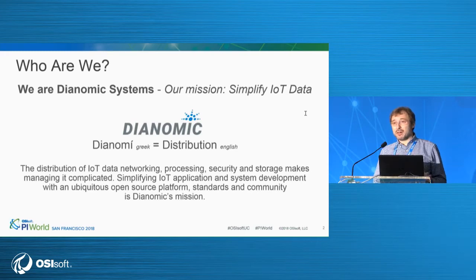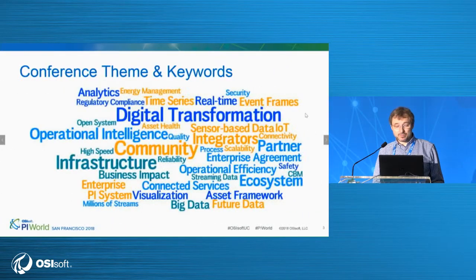Dynamic comes from the Greek dianomi, which means distributed or distribution. And we refer to the distribution of services, of data, of everything that you can see in the world of IoT and IIoT. This is really the way we think. We believe we can simplify projects and services around IoT and IoT data.